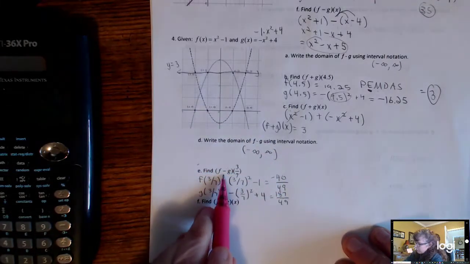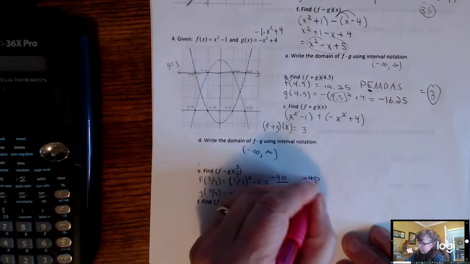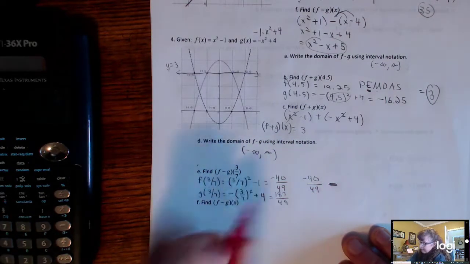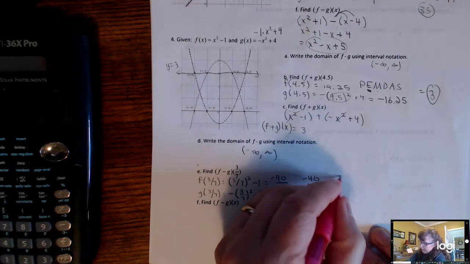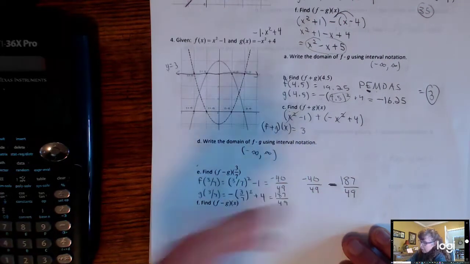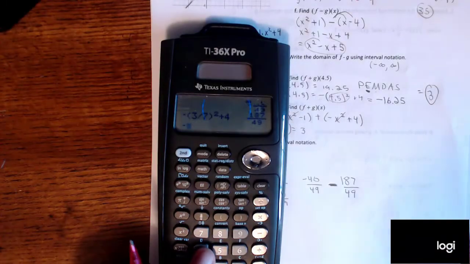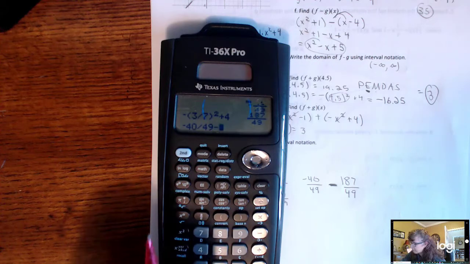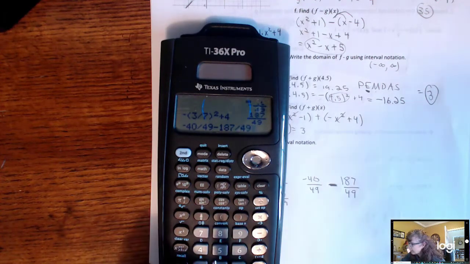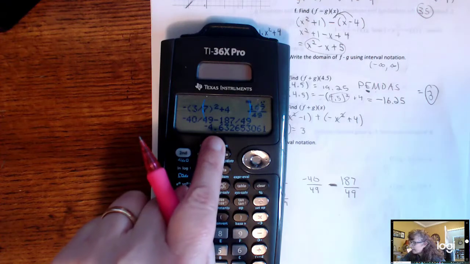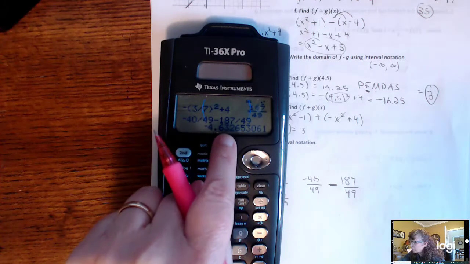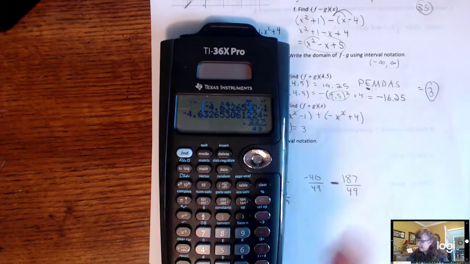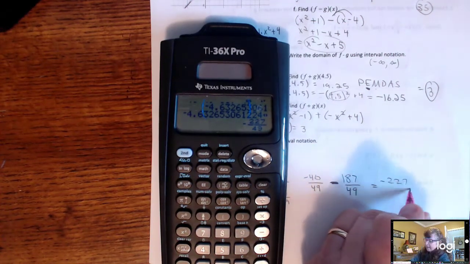And then what you're supposed to do, you're supposed to subtract. So negative 40 over 49 is f of 3/7 minus positive 187 over 49. So I'm going to use my calculator. Negative 40 over 49 minus 187 over 49. And if it gives me that nasty decimal, I don't want that. I don't want you to approximate. You got to give me the exact answer. So hit the squiggle. That's negative 227 over 49.